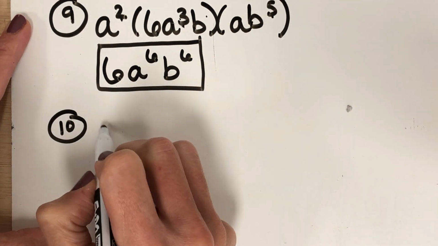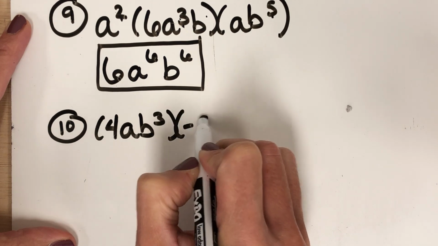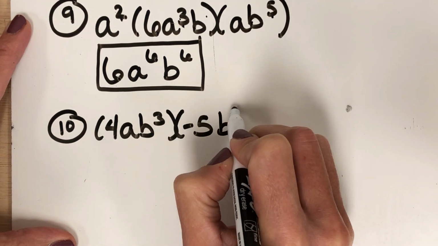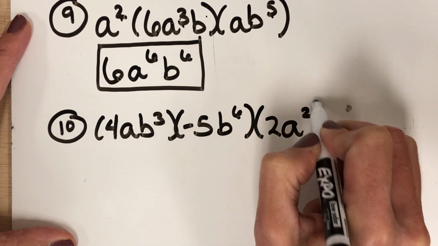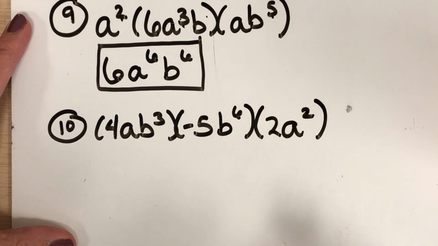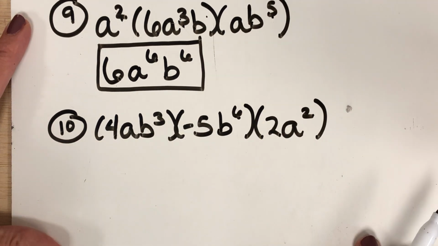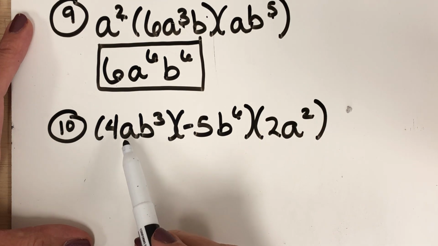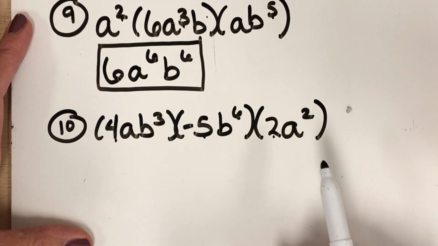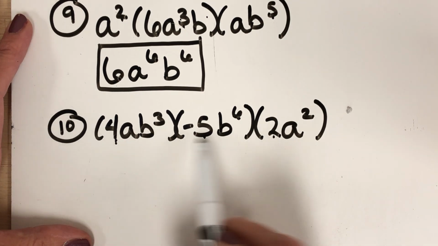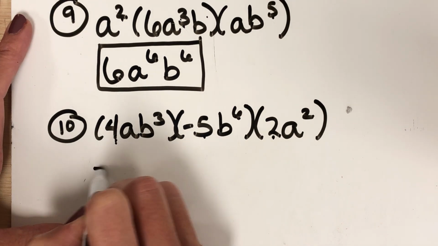10 is 4ab to the third times negative 5b to the 6th times 2a squared. All right, first thing, again, I'm not taking anything to a power, it's just all straight multiplication. So I'm going to start with my numbers. So 4 times negative 5 times 2. Let's see, 4 times 2 is 8. 8 times negative 5 is negative 40.